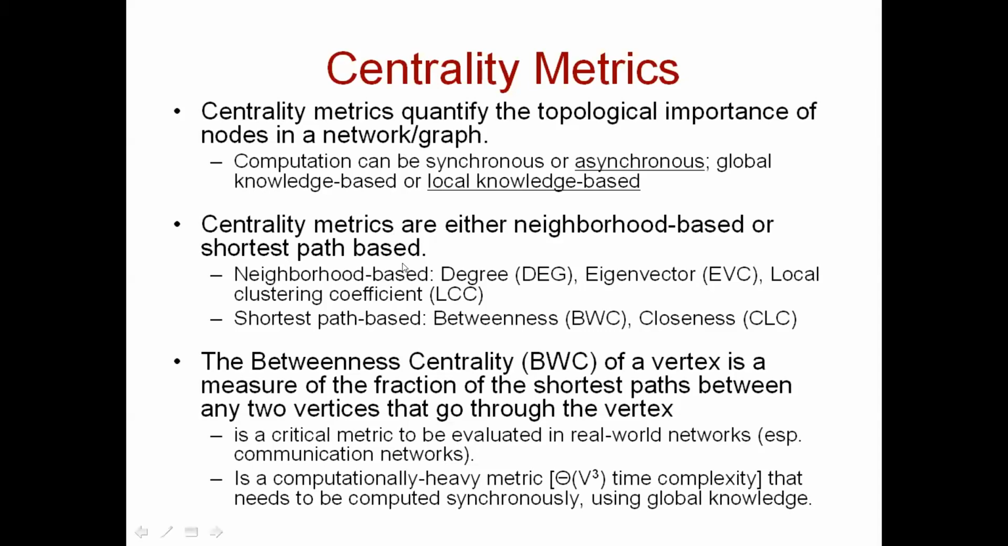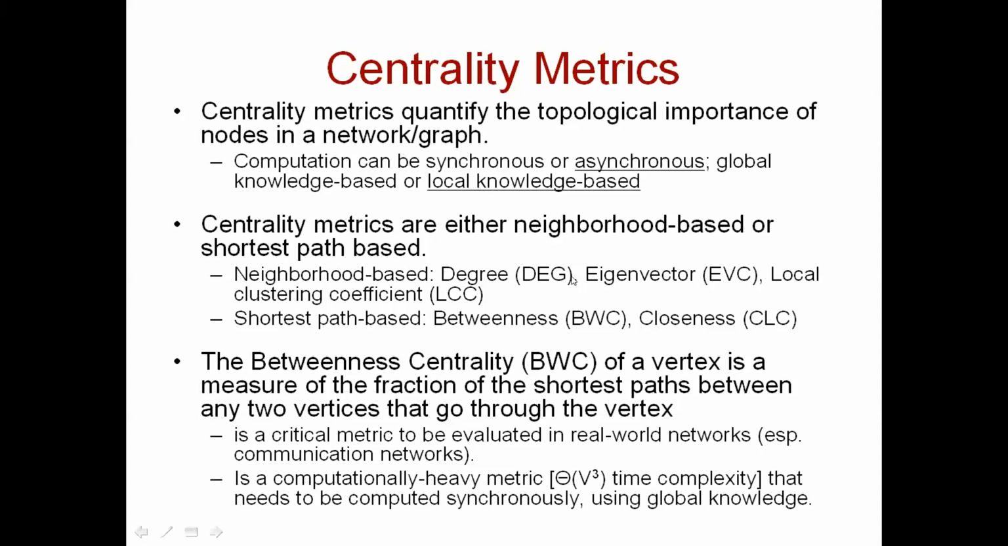The computation of these metrics, as I mentioned here, can be what's called synchronous or asynchronous. What it means is, if I want to find the degree of a node, which is the number of neighbors of a node, I just need to execute that algorithm on that node and I'll get its neighbors, or the count of its neighbors.